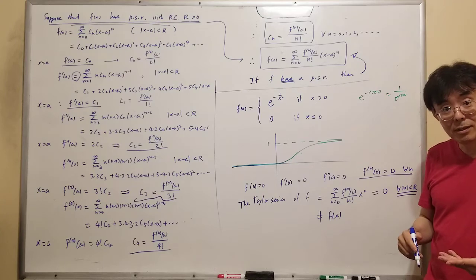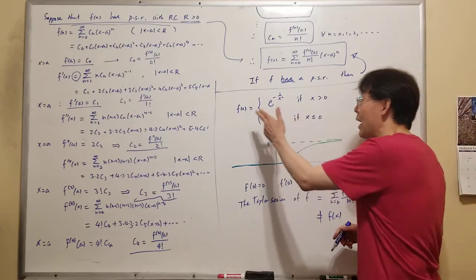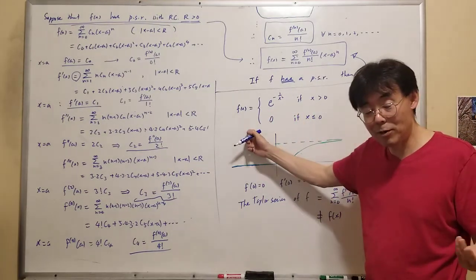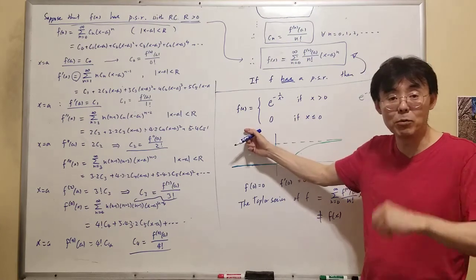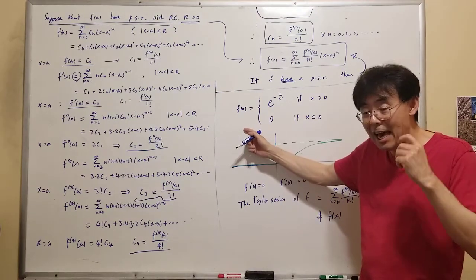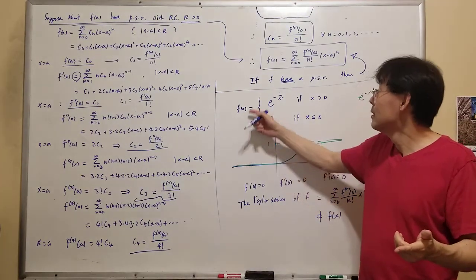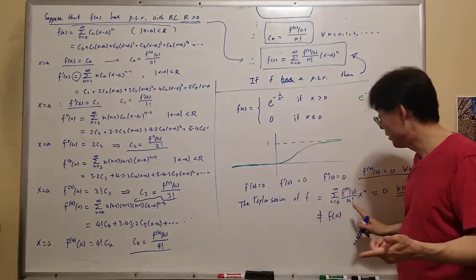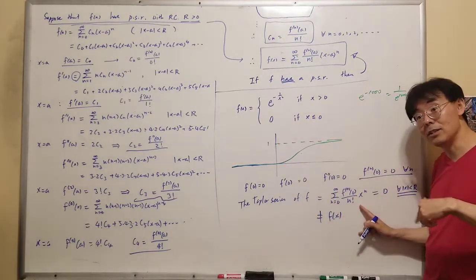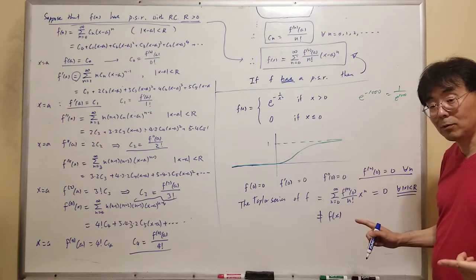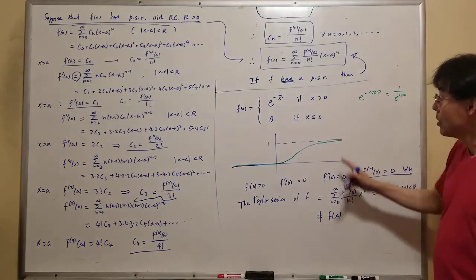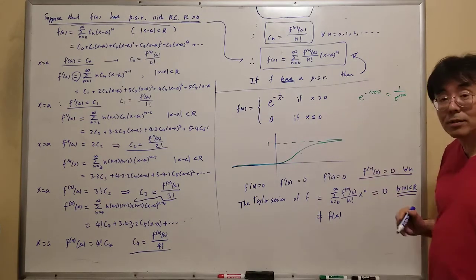So what does it mean? That means f cannot have a power series representation to begin with. Because if it had one, then it should have been equal to this Taylor series, because the Taylor series should be the power series representation. So this is a very famous counterexample.